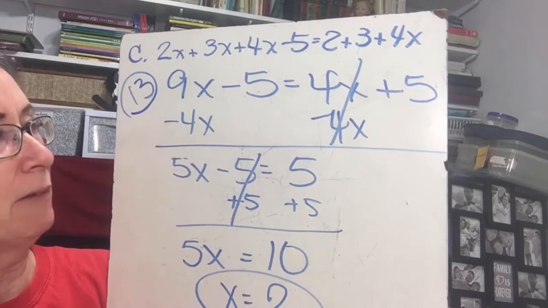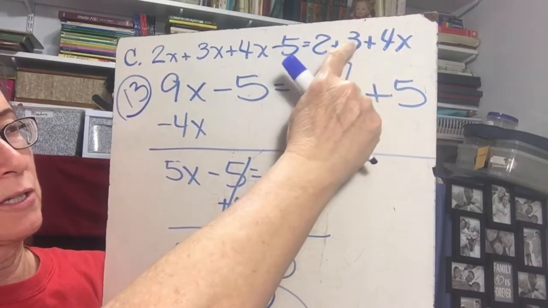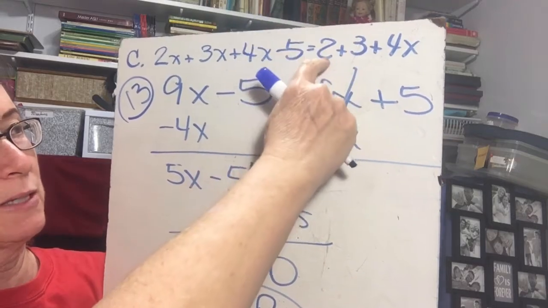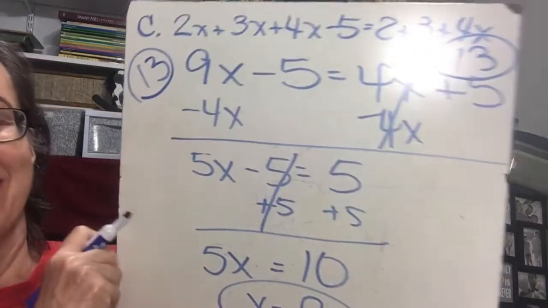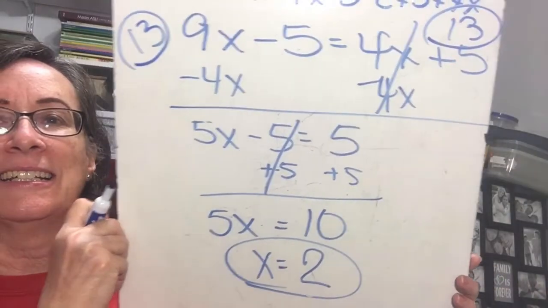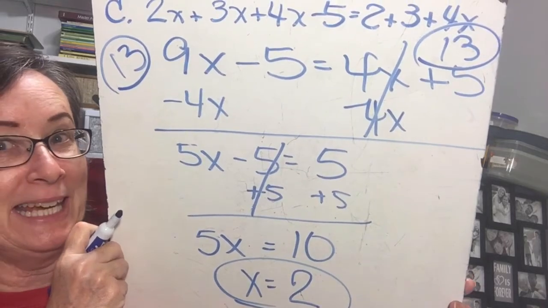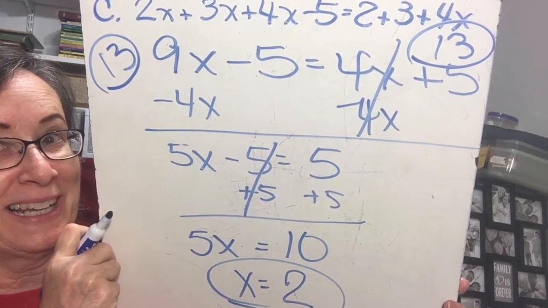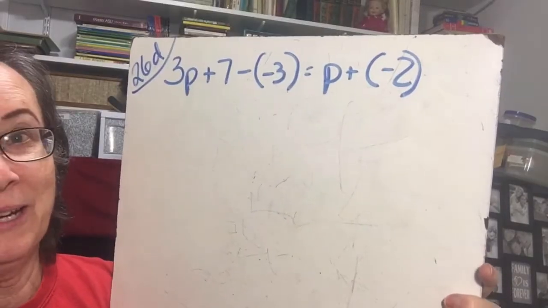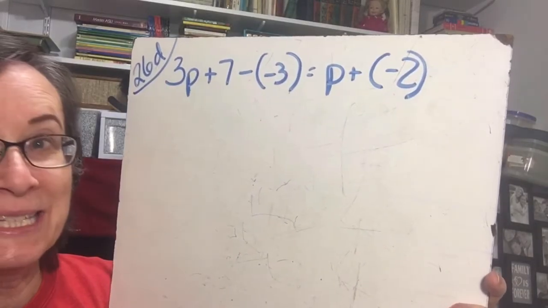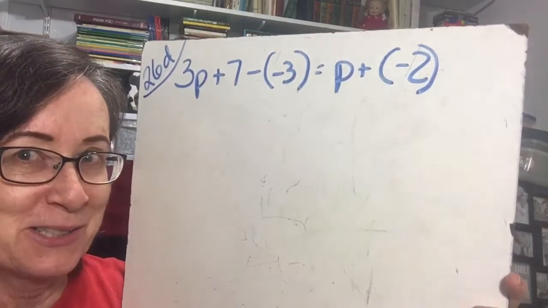And on the right, when I plug a 2 in, 4 times 2 is 8. 8 plus 3 is 11. 11 plus 2 is 13, and I get 13 on the right also. That is the correct answer to practice problem C, and we have one more left to go in this exercise. Okay, so here we go with the last practice problem. So copy it down and pause your video.